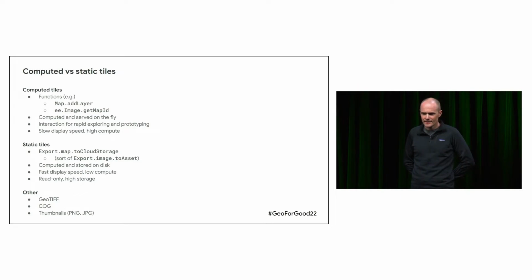And computed tiles you might think of in the code editor as functions like map.addLayer, or if you are displaying map tiles in Python, it might be ee.Image.getMapId. And like I said, all those are computed on the fly, and it's great for fast, rapid interaction, exploring and prototyping. You can be changing things and then seeing what it looks like pretty quickly.